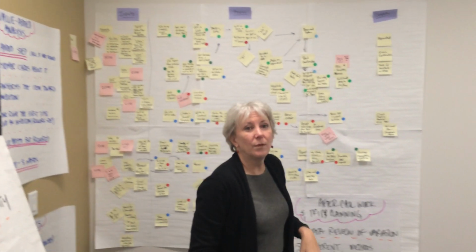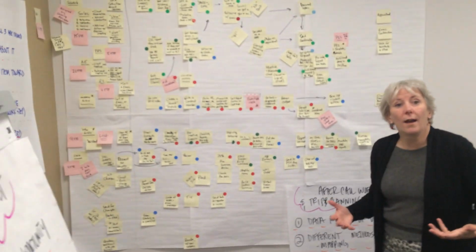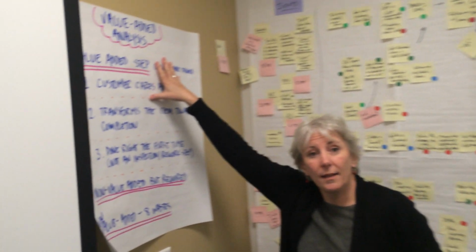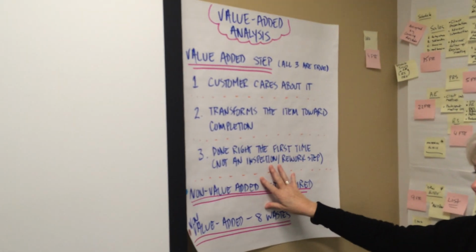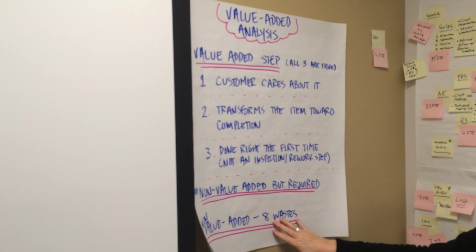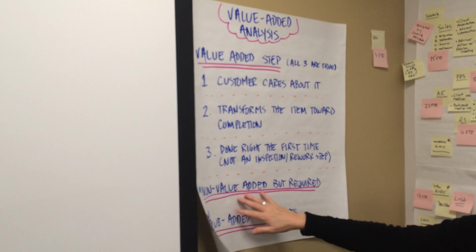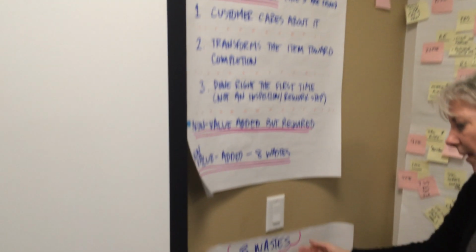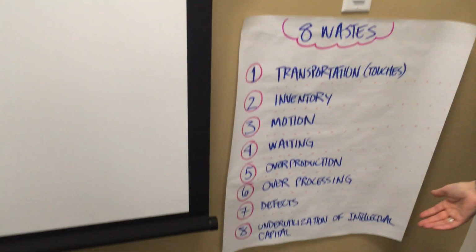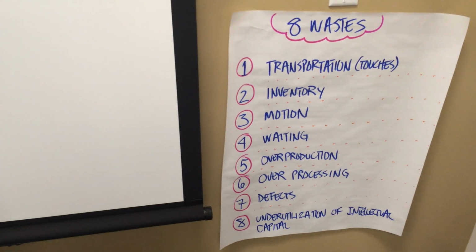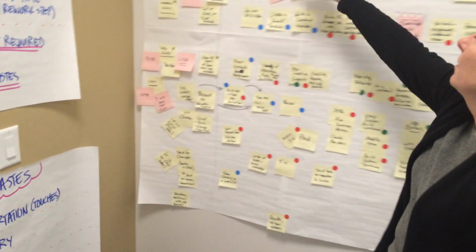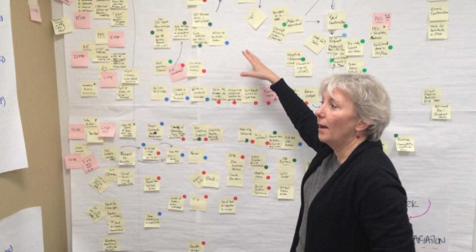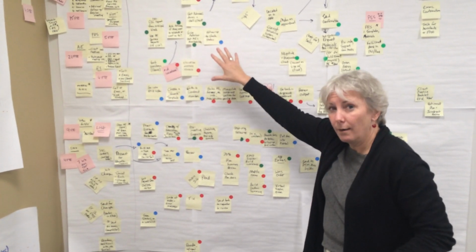The next thing the team did was understand what it means to be value added. So they got the definition of a value added step, a non-value added but required step, and a non-value added step, which meant it was one of the 8 wastes. And then they got definitions of all of the 8 wastes, right? And with that, they used this labeling system to decide which of these steps was classically value add, which was non-value add, and which was non-value add but required.